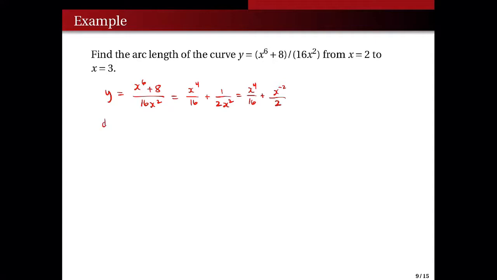And then dy over dx, this is what? 4x cubed over 16 minus 2x raised to negative 3 over 2. So if we simplify this, we'll just have x cubed over 4 minus x raised to negative 3. Okay?